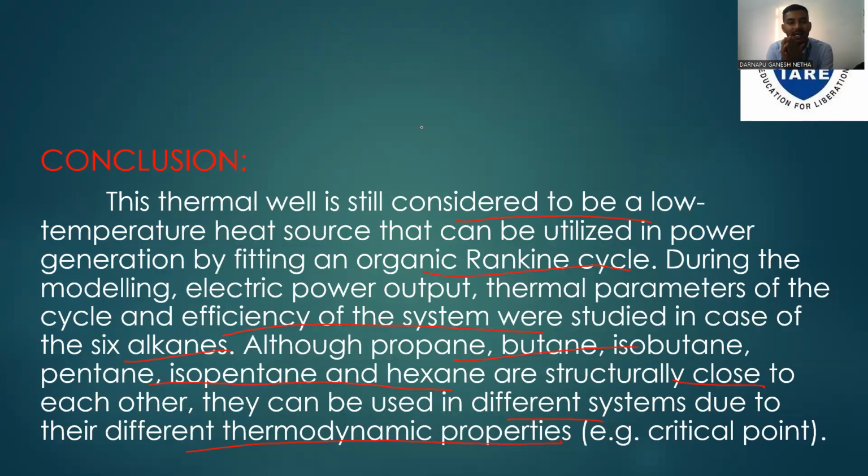So why is this cycle a closed cycle? Because these alkane gases are highly flammable, and if ignited, they burn faster than any fuel. That is the reason it is a closed cycle. So these six are used as natural working fluids in an organic Rankine cycle.